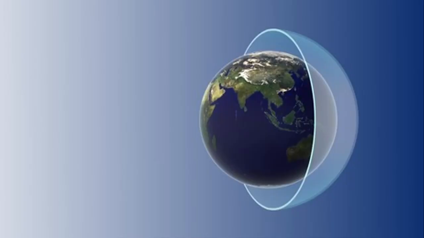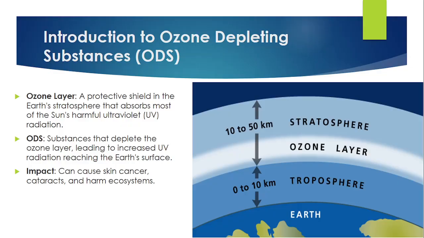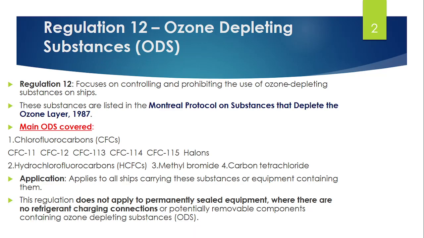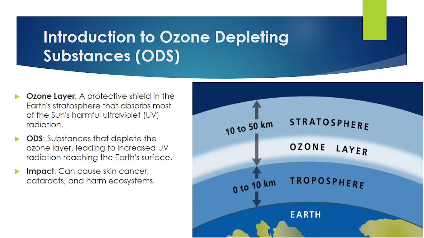So what will we do? MARPOL came with Regulation 12, which is called ozone depleting substances. It prohibits the emission of such chemicals into the atmosphere. So what is ozone? As I told you, it is a protective shield in the Earth's stratosphere that absorbs most of the ultraviolet radiation. And what do we mean by ODS? It means substances that deplete the ozone layer, causing increased UV ray exposure to the Earth's surface, which ultimately causes skin cancer, cataract and other harmful effects on the ecosystem.